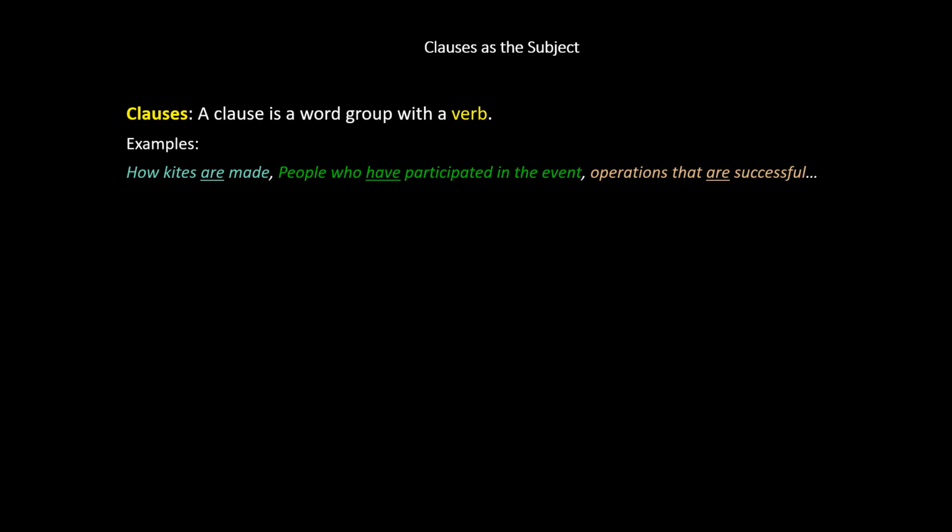You could also use clauses as the subjects. For example, where the war prisoners were held captive was a mystery. The subject in this sentence is where the war prisoners were held captive, and the verb is was. If I ask you what was a mystery, then you would say where the war prisoners were held captive.